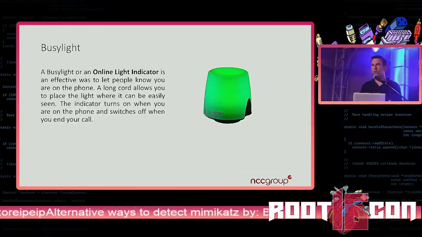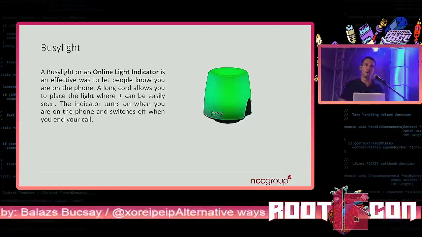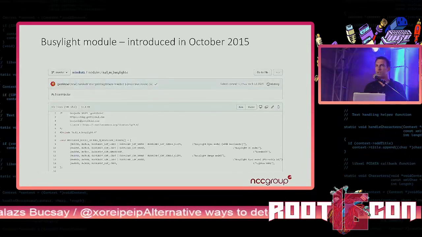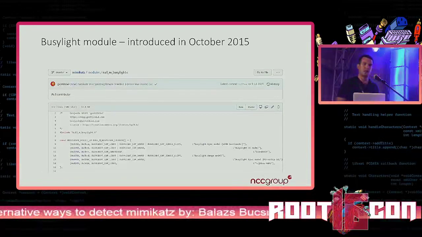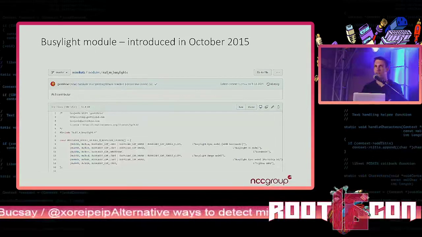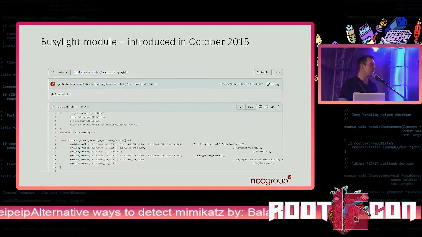This kit could be used for, let's say, coders in an open office where you want to signal your state of mind. You want to let others know whether you can be approached with a problem, people can talk to you, or probably many other reasons as well. So if you start browsing the source code of mimikatz, which is open source and on GitHub, you will find a module called Busy Light that was introduced in October 2015. So it's quite a long time ago, almost 7 years.